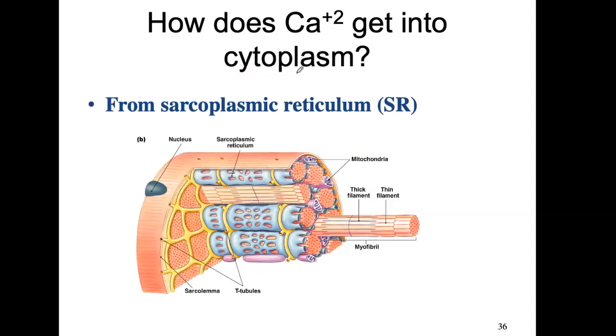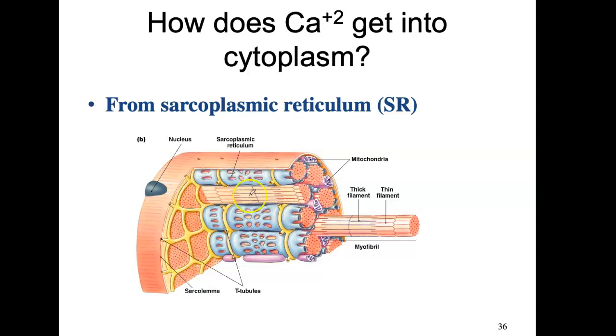How does it get there? How does calcium get into the cytoplasm? Well, we store it in these cells, in your muscle cells. You have a huge storage unit, and that is the sarcoplasmic reticulum. So in this diagram, it's all in blue here. It's a network that's going to surround all these myofibrils, so it's very close to where it needs to be used.